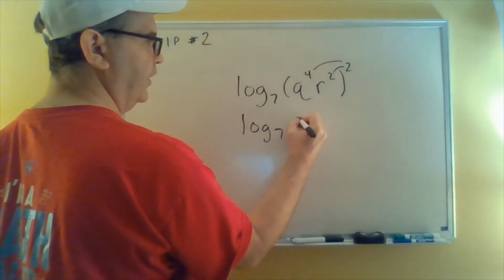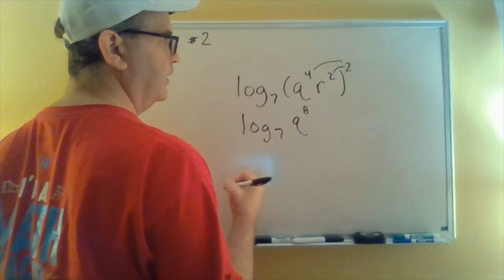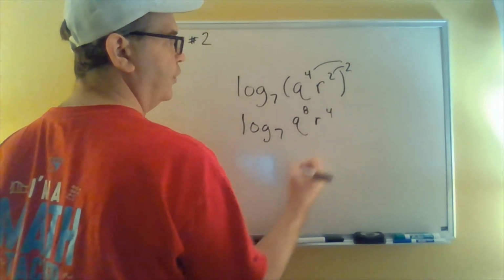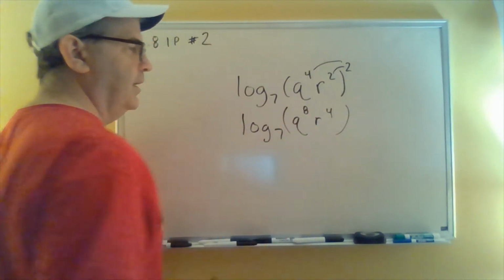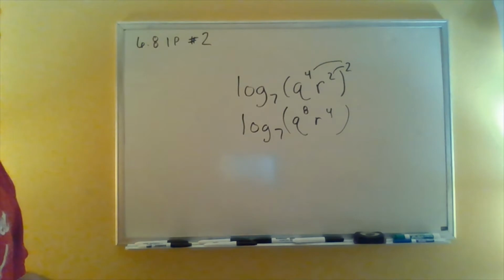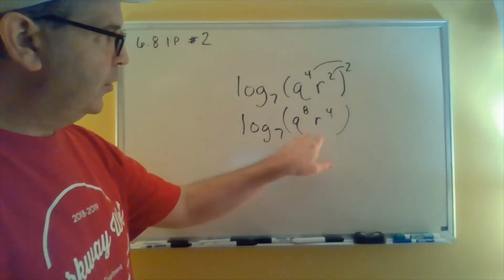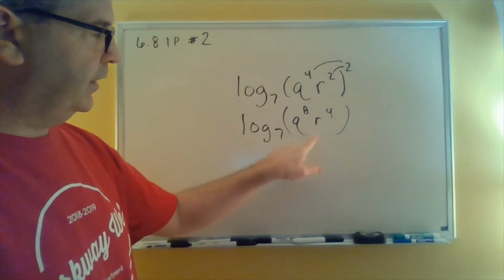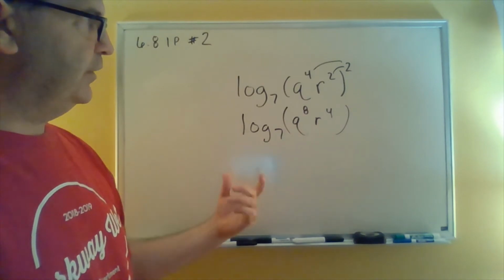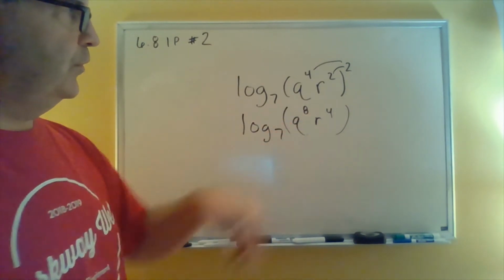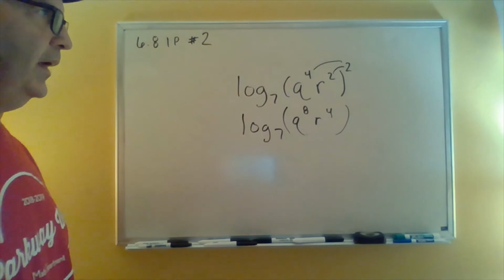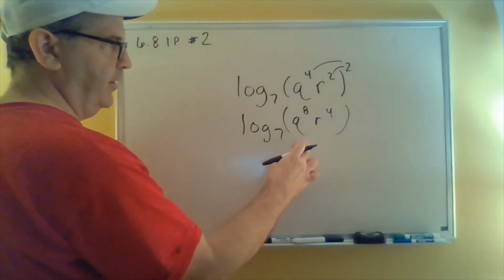So I'm going to get log 7 of q to the 8th, that's 4 times 2, and then r to the 4th, which is 2 times 2. I think this will make it a lot easier to deal with. Now that we have this here, I can just use the product property to split apart this multiplication problem, and then once I do that, I can use the power property to move those exponents out to the coefficient spot. So let's employ the product property first.